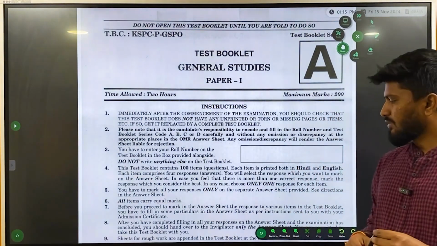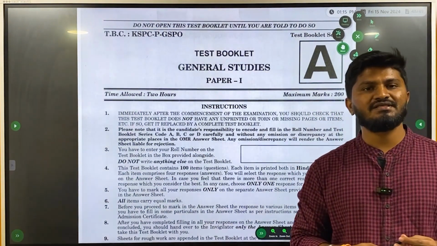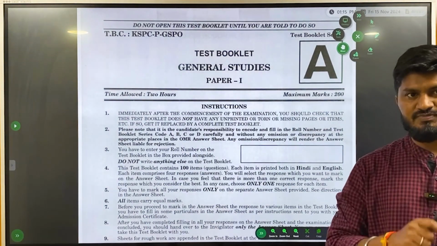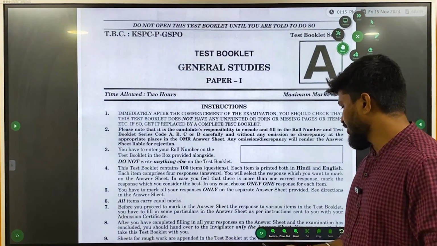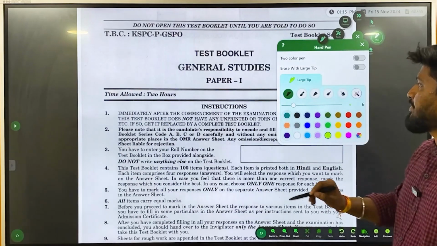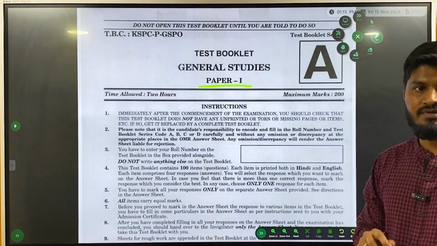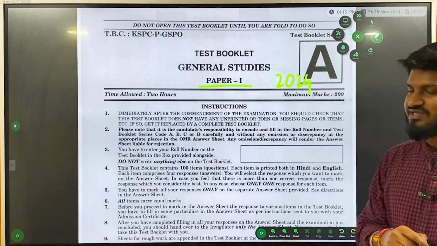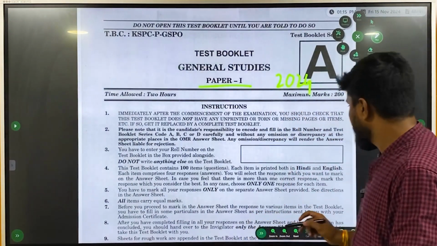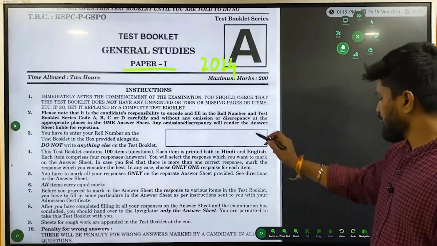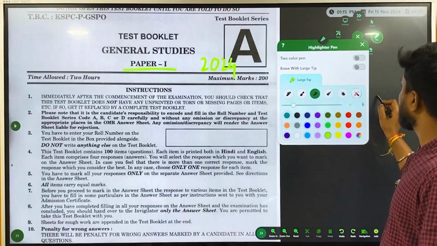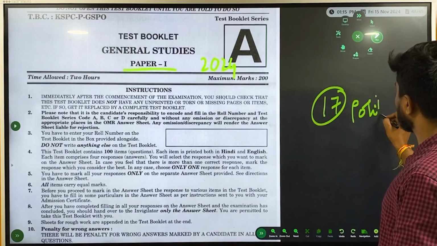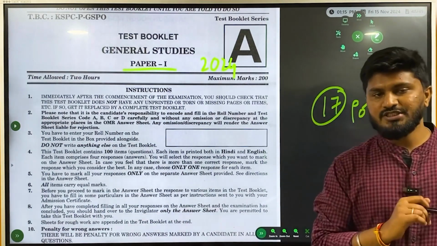So today the topic and the questions which we will be discussing is polity, which is very important from the UPSC prelims perspective. Today we will be discussing the UPSC Prelims question paper of 2024. Brief discussion about 2024: in the 2024 question paper there are around 17 questions from polity. There are a total of 17 questions from polity.